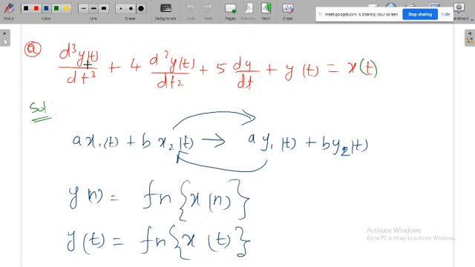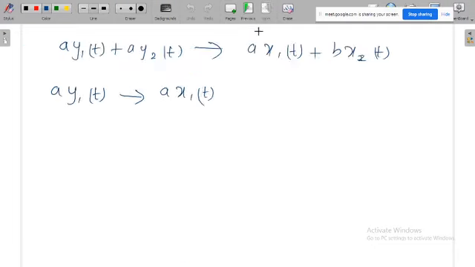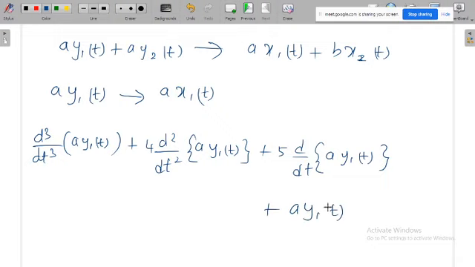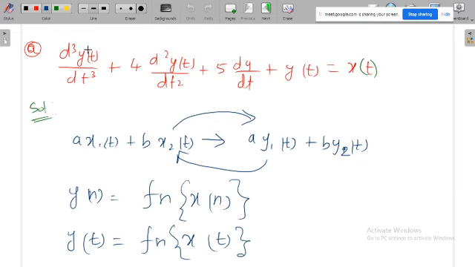Okay, wherever y is there, replace with y1. Wherever x is there, replace with x1. Then I can write like this: d cube by dt cube a y1 of t plus 4 d square by dt square a y1 of t, plus 5 d by dt a y1 of t, plus a y1 of t is equal to a x1 of t. It's very simple. Wherever y is there, put y1, and also along with a, that constant.